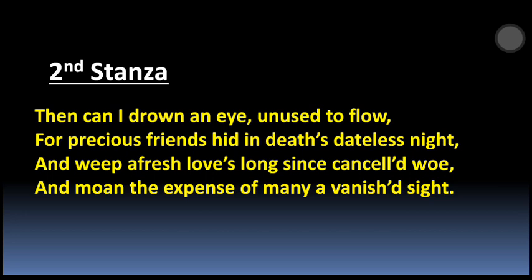The poet is emotional and he is sad, remembering the past, but tears are not coming out of his eyes. His eyes are useless, because what he remembers are the memories of things past that he is trying to remember after a long period of time. So, then can I drown an eye unused to flow for precious friends hid in death's deathless night? How can the poet flow his tears for precious friends hid in death's deathless night?